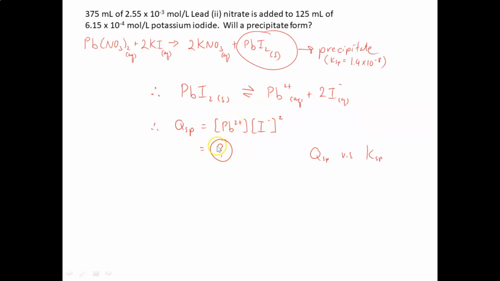Once we have solved for QSP, we can then compare it to KSP. Remember, QSP tells you what the concentration of the ions is right now, while KSP tells you what the concentration of the ions is supposed to be. How much are you allowed to have?